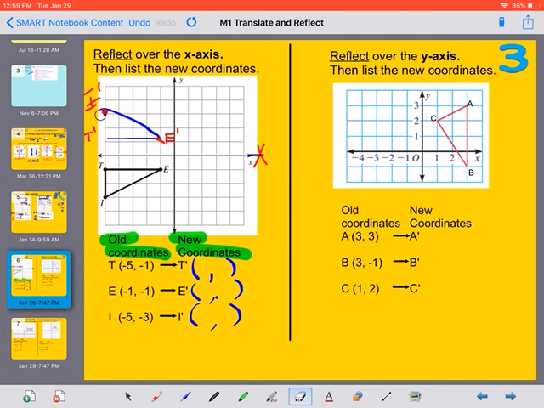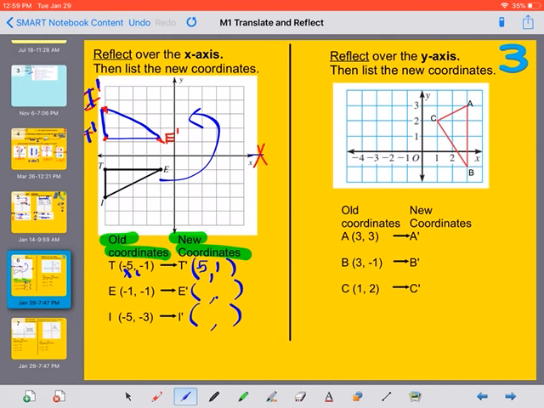So we moved the figure. I'm going to rewrite this one here. It's easier to see. There are 3 points, I prime, T prime, and E prime. As you can see, it's the exact same figure, just flipped over the x-axis. So our new coordinates, T was -5, -1. Now it's -5, up 1, instead of going down.